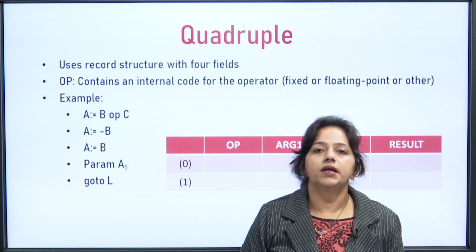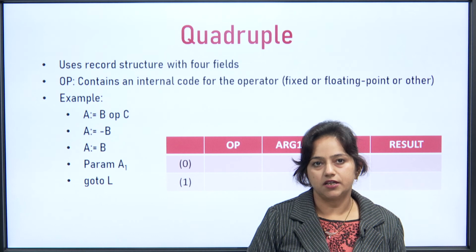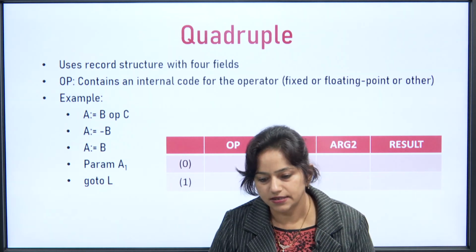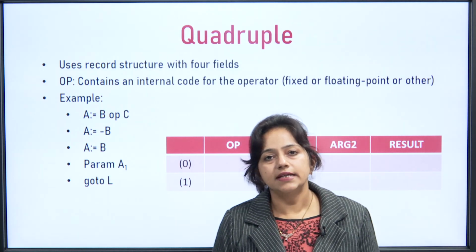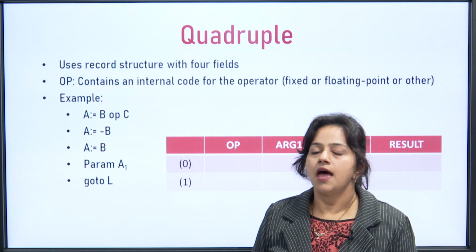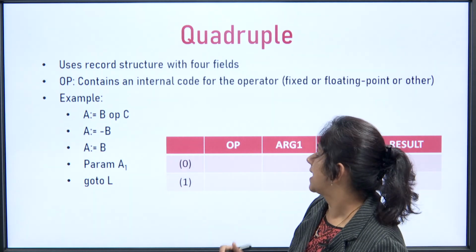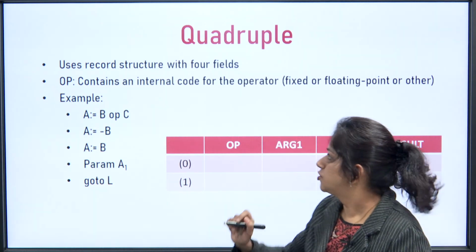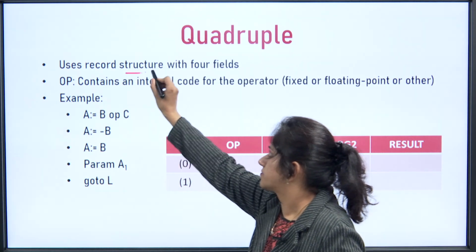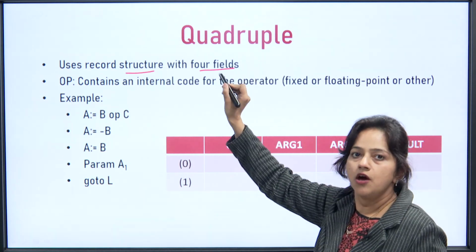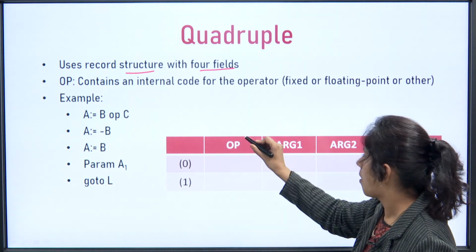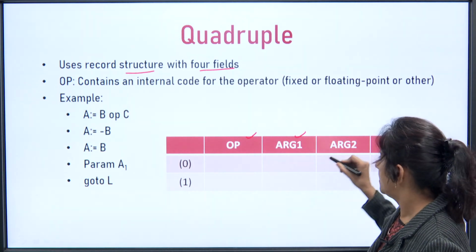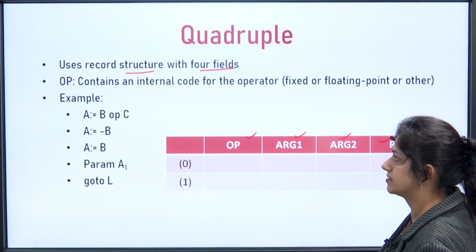Now, this is about the three address code representation. We will proceed. This is another way to write the three address statements. We are using another representation, that is quadruple, and it uses a record structure with four fields. What are the four fields?